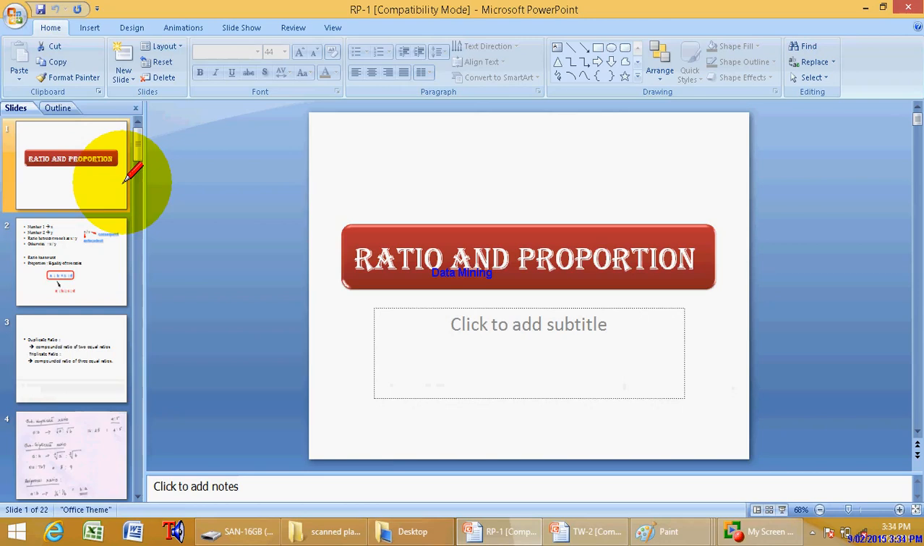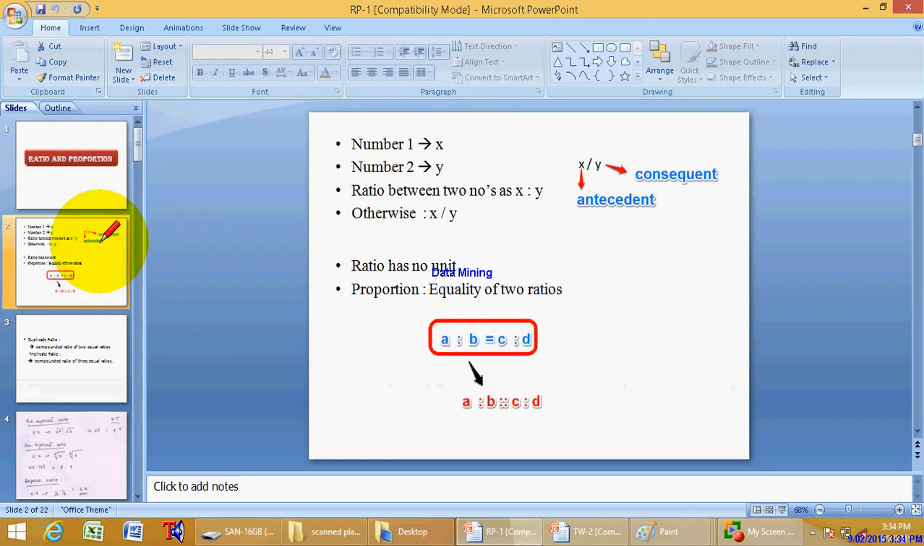So today we are going to look into a concept called ratio and proportion. To go with the basics here, the first number can be represented as x. Similarly, the second number can be represented as y. So the ratio between two numbers can be defined as x is to y. We can also write this as x by y, where the numerator x is defined as the antecedent and the denominator y as the consequent. And the ratio has no unit at all.